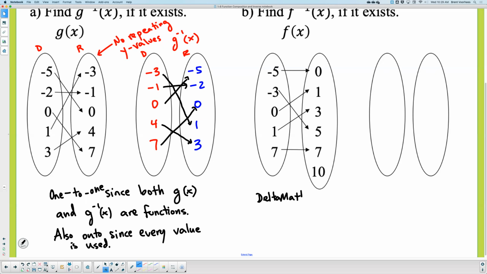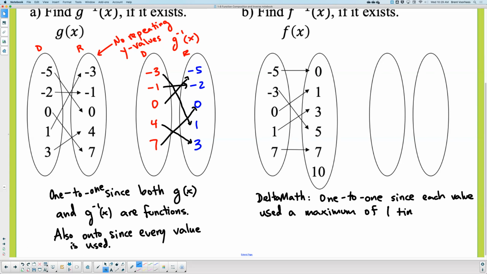For Delta Math, they would say this is 1-to-1, since each value is used a maximum of one time. But not onto. Why is it not onto? It's not every value. Which value is not used?